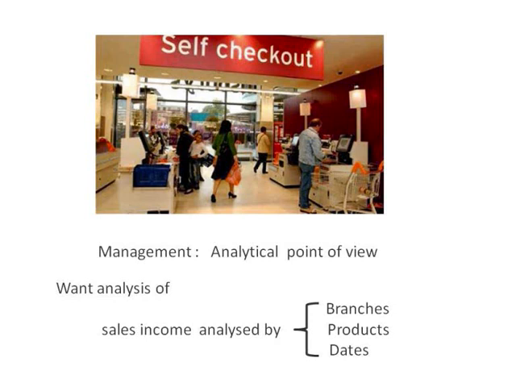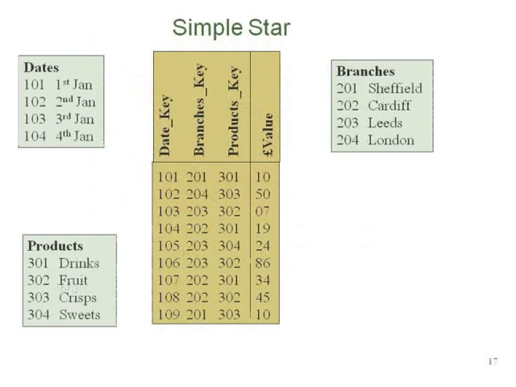We can actually design much simpler data structures for analytical processing. Have a look at this, a simple star, and let's see how it works. We will do this by looking at the first row of the data. This row gives information about sales values in one of the branches of our stores. On date 101, which was 1st of January, in the branch 201, which was the Sheffield branch, and for the product 301, which was drinks, we sold £10 worth of products.